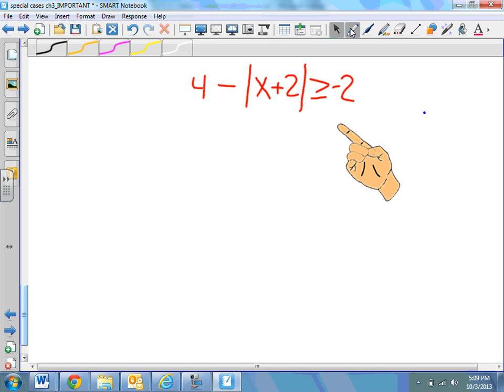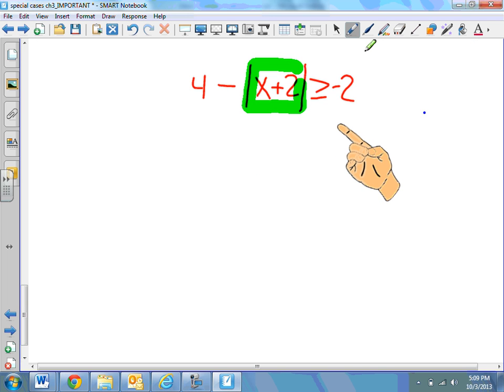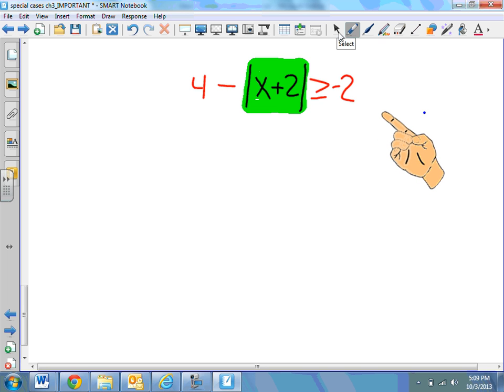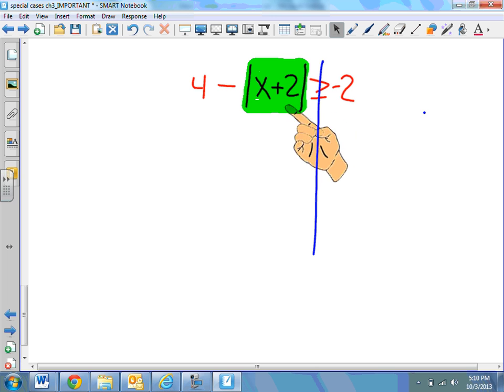Okay, you got to isolate, right? Let me highlight my absolute value. I want that by itself. And I'm going to draw a line down the inequality sign. Okay, first thing I want to do is get this by itself. So that means you got to get rid of this 4 here.